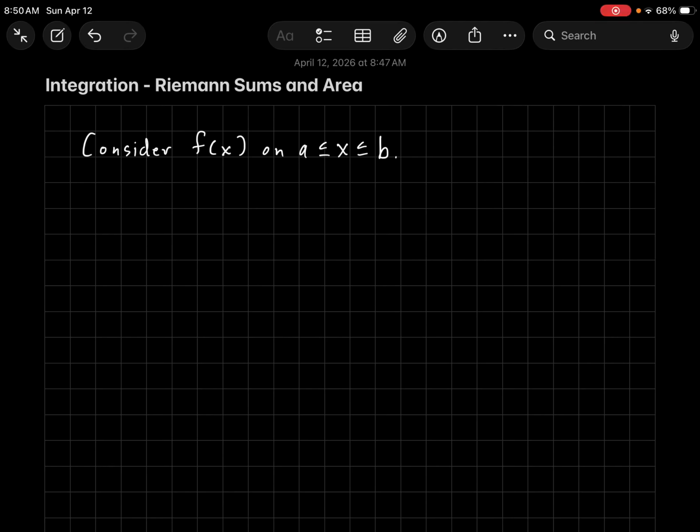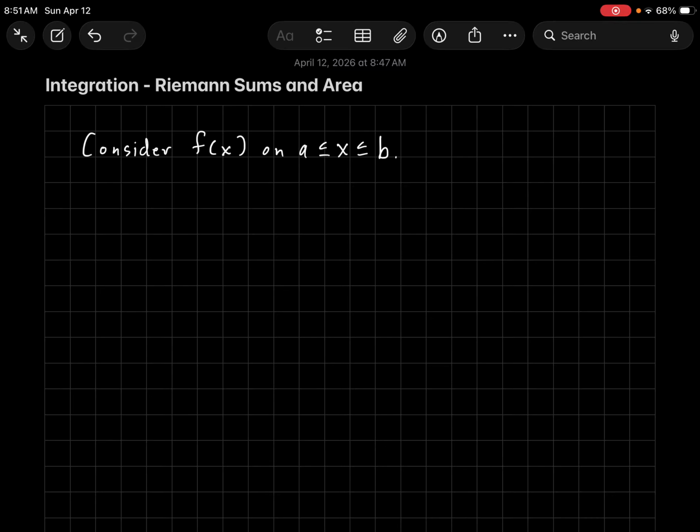Riemann sums and area. If you have not watched the video on the introduction and overview to integration, I suggest that you go back and watch that now before you watch any of the videos in this section on integration.